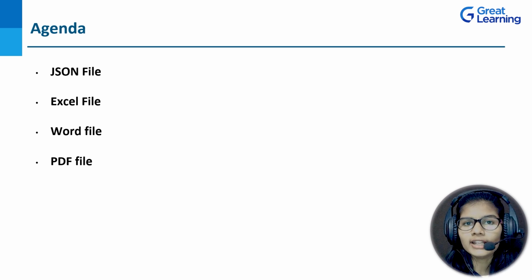Then comes the Word file. In the Word file as well, I'll let you know how we can read the Word file and how we can add some text to it. All these things we'll be discussing in the Word file manipulation. And next we'll have the PDF file. In that case, I'll let you know how we can access PDF files, how you can make changes, and how you can merge 2 PDF files with the help of Python. So this is all we are going to cover here in this file manipulation module.